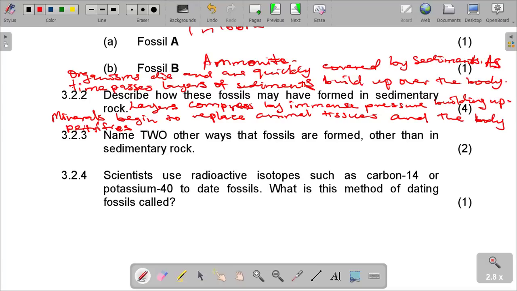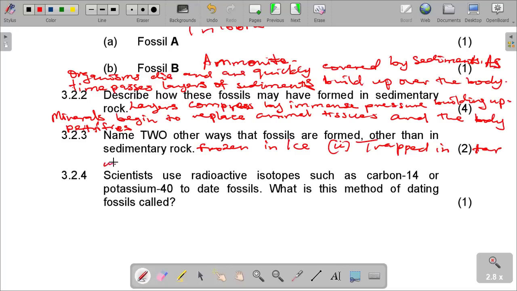Next question, 3.2.3. Name two other ways that fossils are formed other than sedimentary rocks. We can have them frozen in ice. Two, we can also have them trapped in tar. That can also be correct.